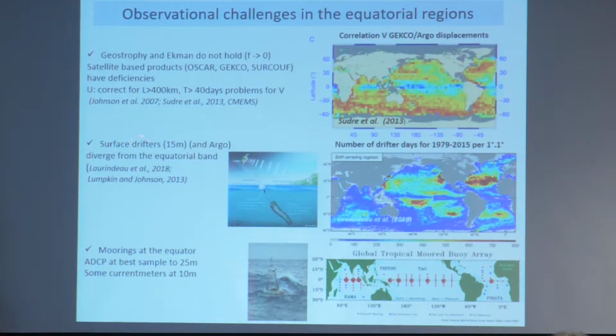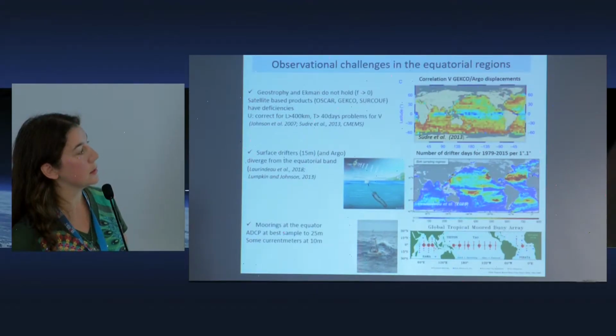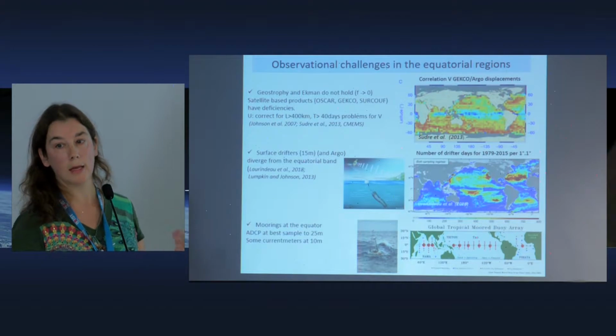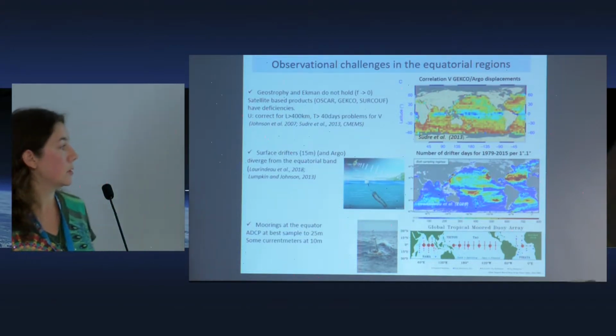So we have also the surface drifters with their drogue providing estimates of currents at 15 meters. But unfortunately, they diverge from the equatorial band, as you can see here on this map showing the number of drifter days for the whole period. And you see that we have very sparse data at the equator. So we lack in situ information.